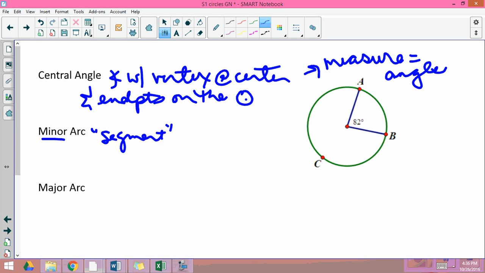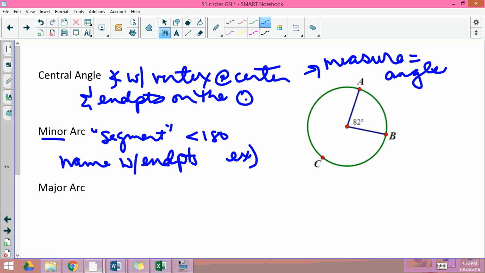But minor means that it's less than 180, and we name with the endpoints. So much like a segment, except it's curved. So for example, in this circle X, we name circles by their center, in this circle X, arc AB is a minor arc, right here, from A to B. And the measure of that arc AB is equal to its central angle, 82 degrees.